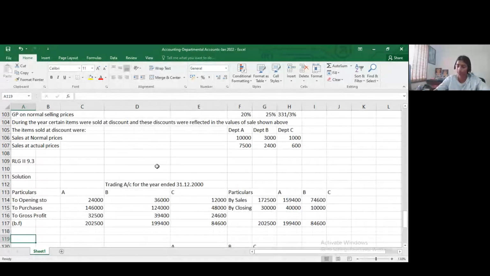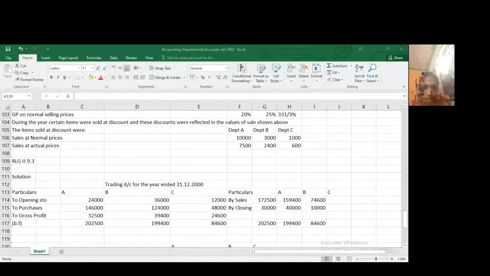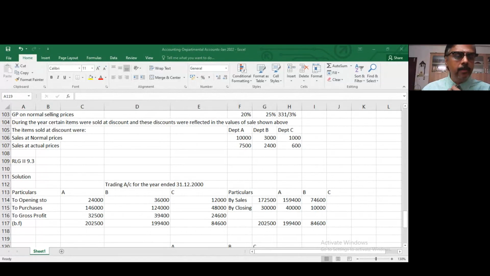Yes, sir. This is a unique type of problem. If you get this type of problem, there's a methodology to work it out. Ultimately it's a trading account only, but each problem has different information. How to go about using that information and preparing the trading and P&L account is what we are trying to understand. Hope all of you got the proper understanding of it.